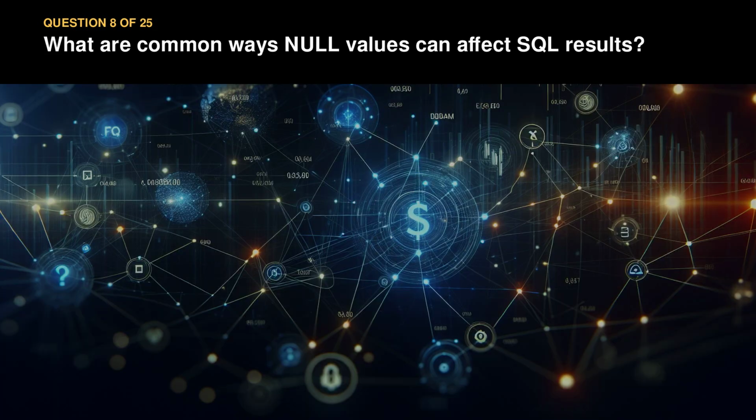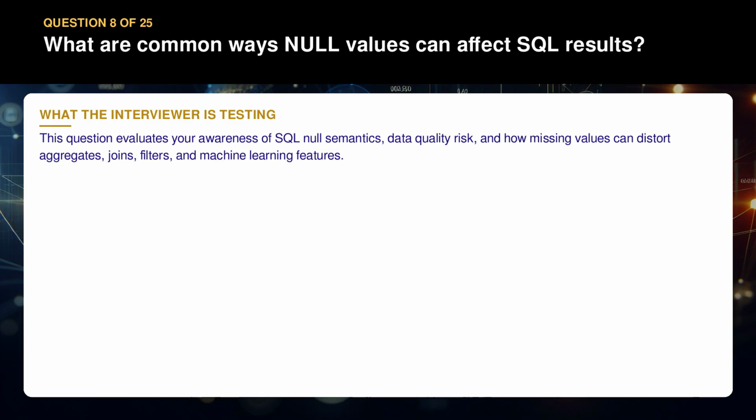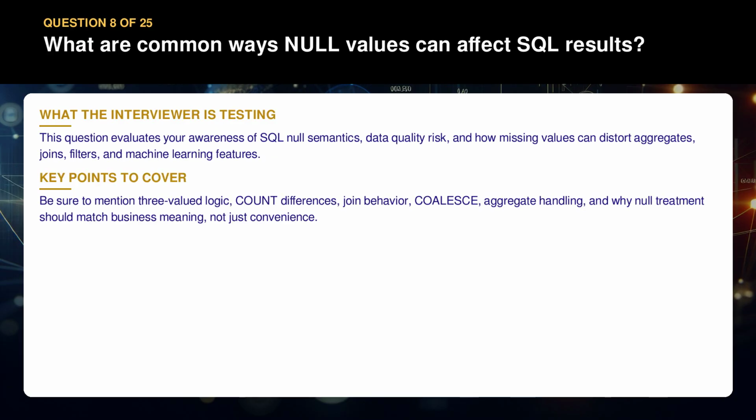Question 8. What are common ways null values can affect SQL results? This question evaluates your awareness of SQL null semantics, data quality risk, and how missing values can distort aggregates, joins, filters, and machine learning features. Be sure to mention 3-valued logic, count differences, join behavior, coalesce, aggregate handling, and why null treatment should match business meaning, not just convenience.